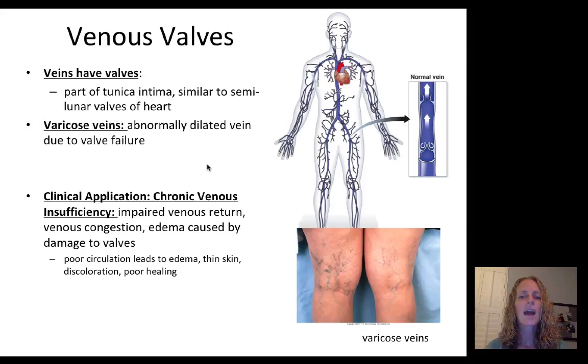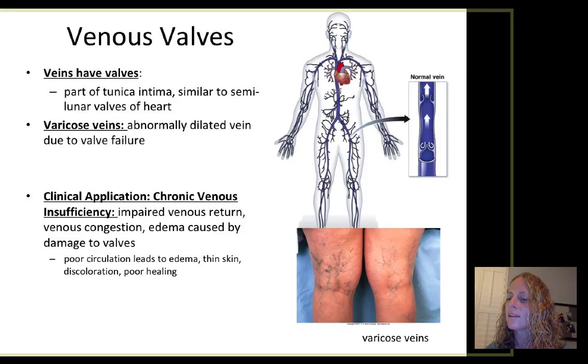Varicose veins are abnormally dilated veins due to valve failure. In a chronic condition, there's chronic venous insufficiency. Impaired venous return can lead to venous congestion and edema, which is caused by, ultimately, this chronic damage to the valves. This will lead to poor circulation and edema. You get thin skin in these regions, discoloration, and poor healing due to lack of waste removal and insufficient blood flow.